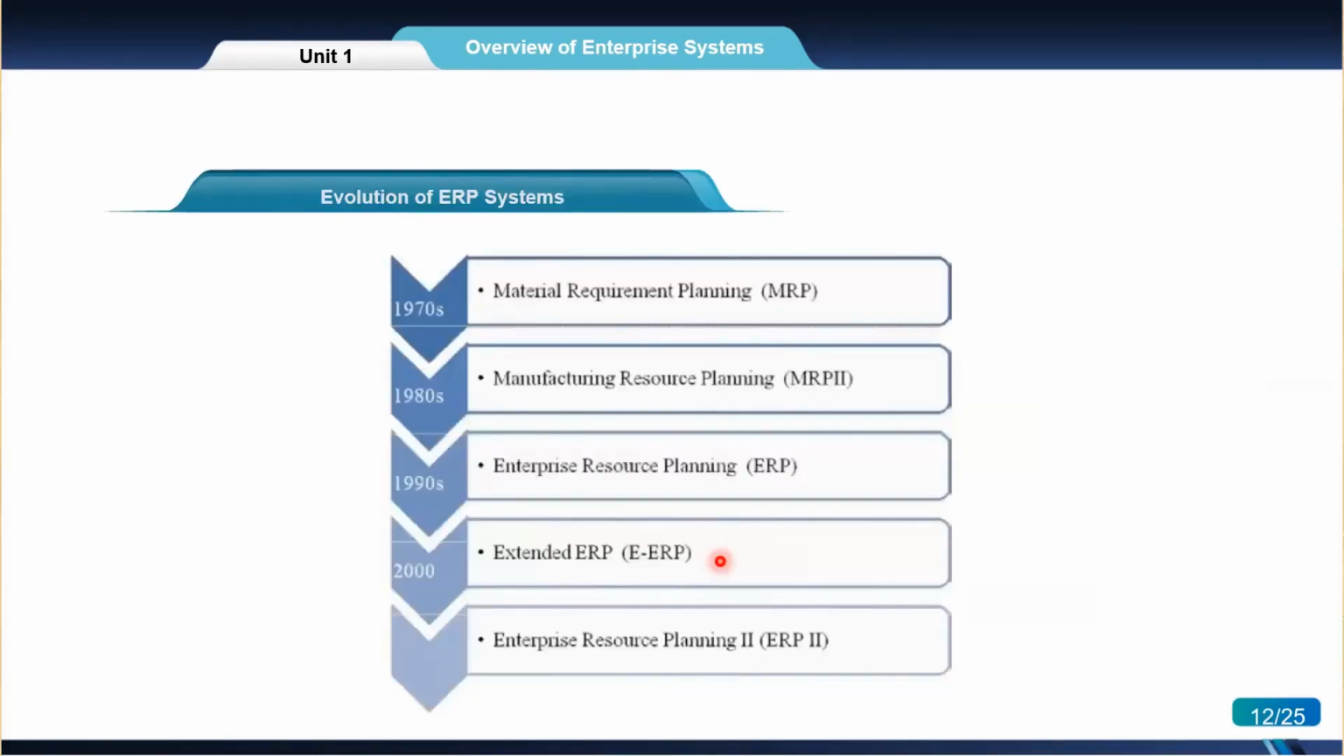The evolution of ERP systems has gone through many developments since 1970, when it was known as Material Requirements Planning, MRP. Then, in the 1980s, the name changed to Manufacturing Resource Planning, MRP2. In the 1990s, it became known as Enterprise Resource Planning, ERP. In the 2000s, the name changed to Extended ERP, or EERP. After that, it was called ERP Tool.